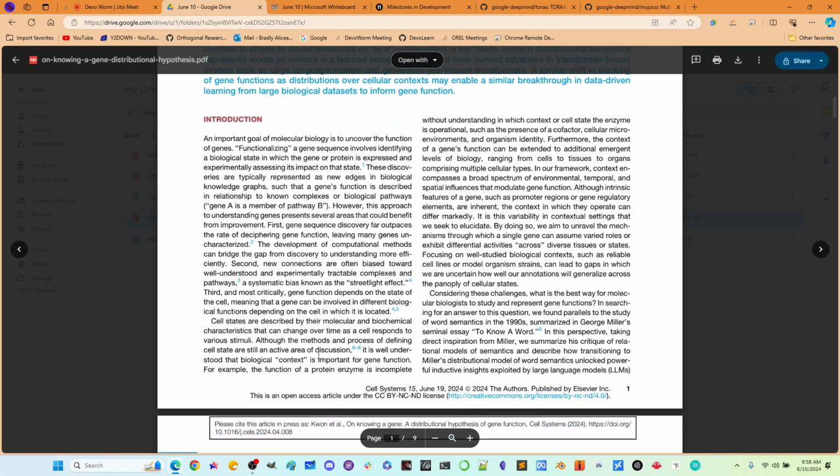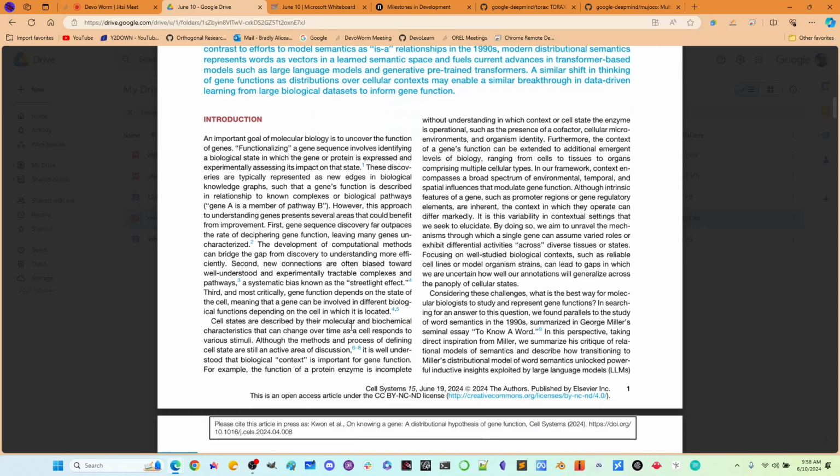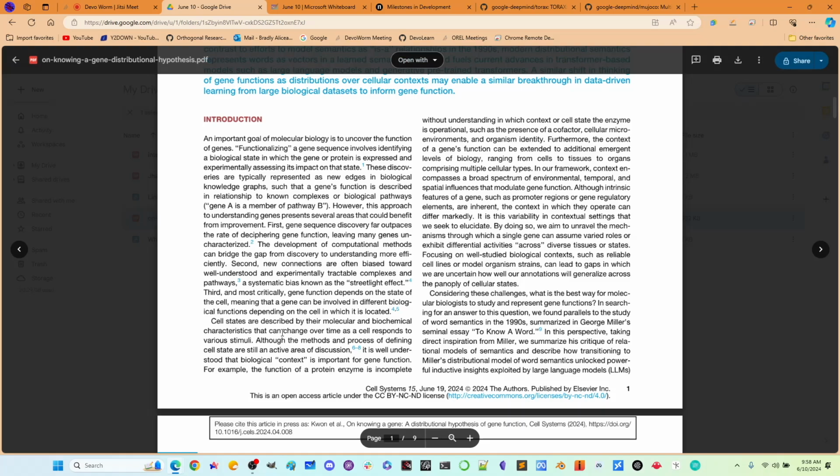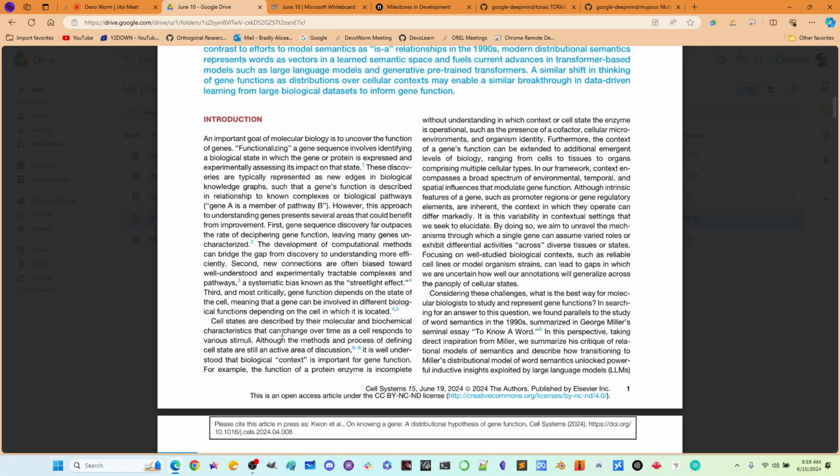They go through a lot of things about cell state and how we describe cell state. We describe cell state in terms of its molecular and biochemical characteristics that change over time. Because it changes over time and responds to various stimuli, cell state needs a better model of functions in terms of genes, in terms of proteins, in terms of anything that's involved in maintaining or changing cell state. So that's why we're interested in the probabilistic model.